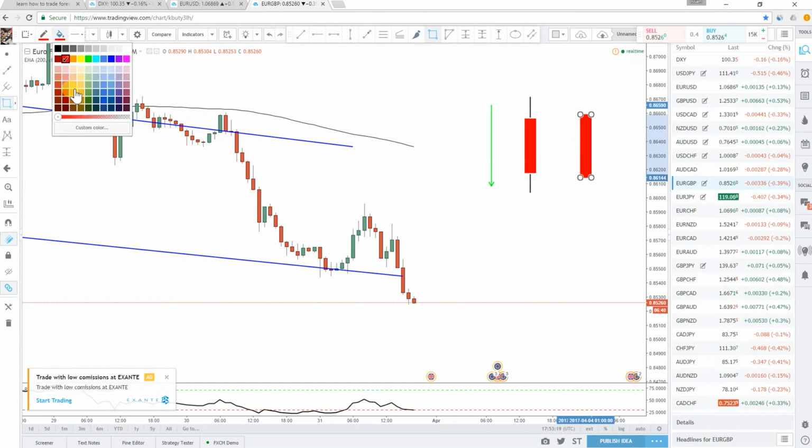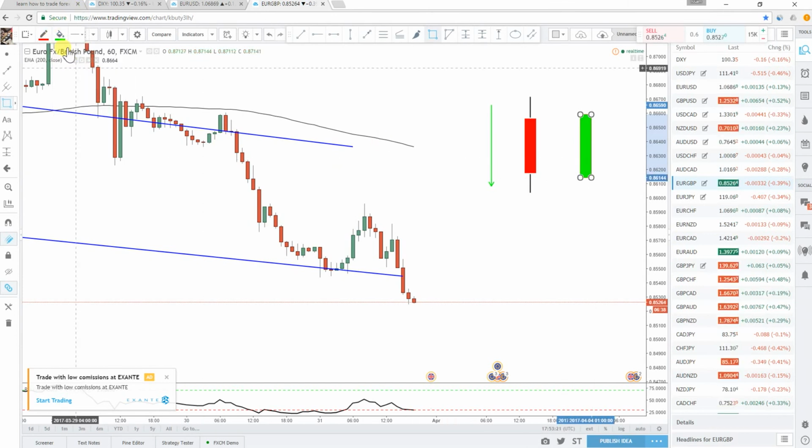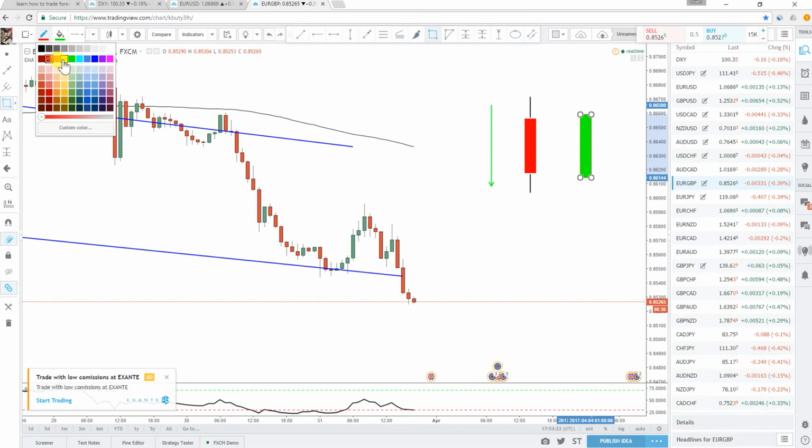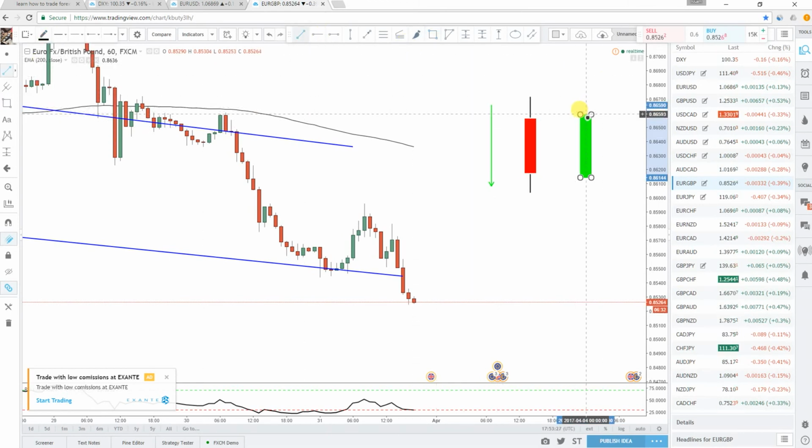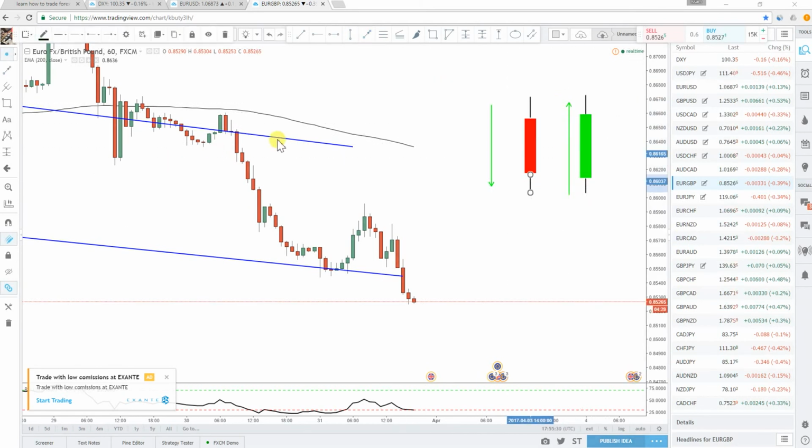But in the case of a green candlestick, it represents that the price went up. It represents that the price went up from this way. Sorry, wrong drawing tool. So as I said guys, these are the only two types that you will find as a candlestick.